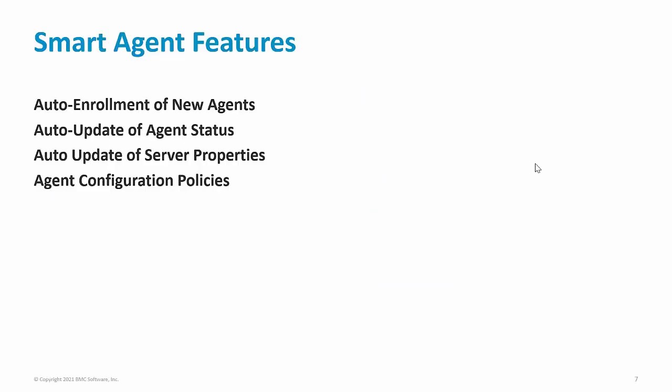Now let's see the features of the Smart Agent in detail. There are 4 features of the Smart Agent as of TSSA 2102 version: auto-enrollment of new agents, auto-update of agent status, auto-update of the server properties, and agent configuration policies.